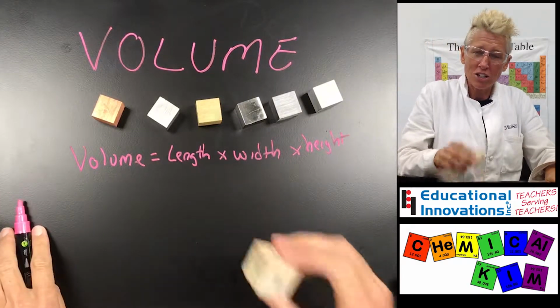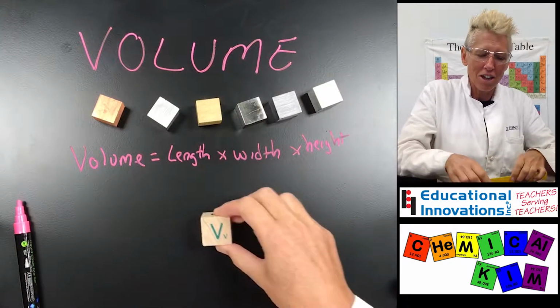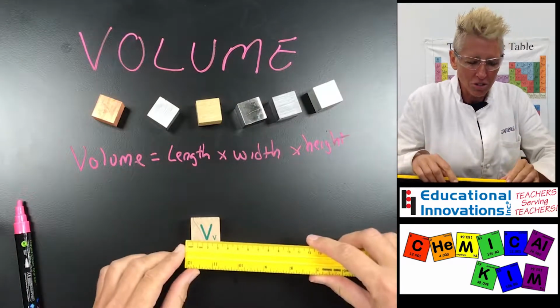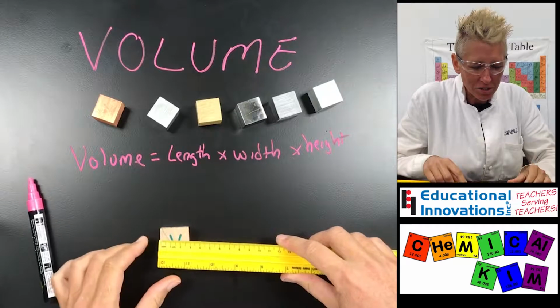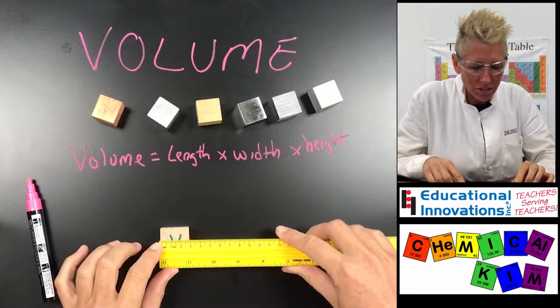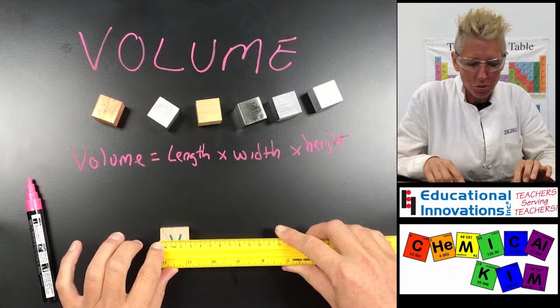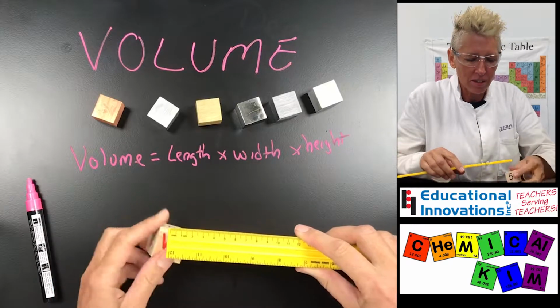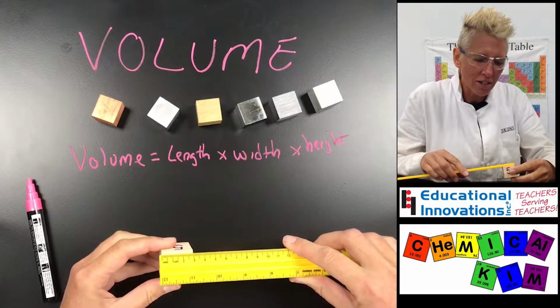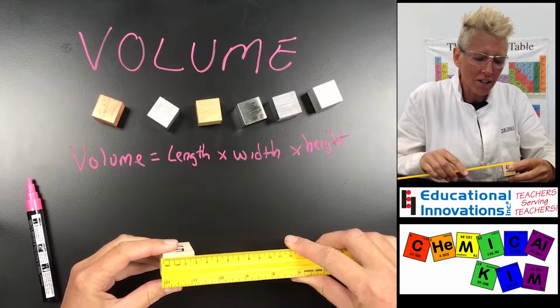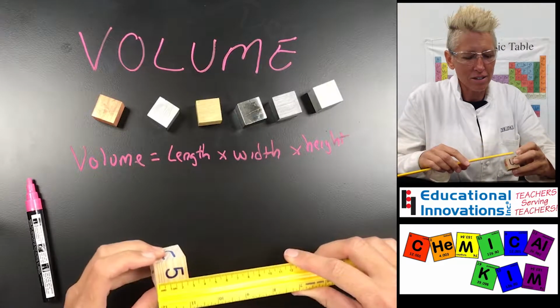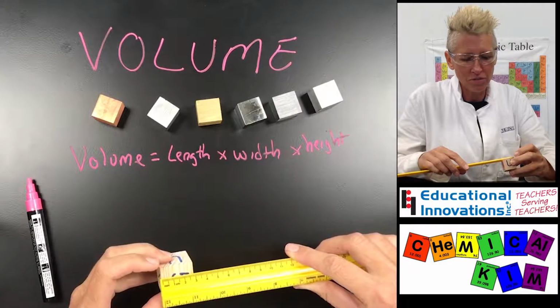So I'm going to measure the length, the width, and the height of this cube. Setting up the centimeter side of my ruler to keep it in the metric system, I see that I have 2.9 for the length, 2.9 for the height, and 2.9 for the width.